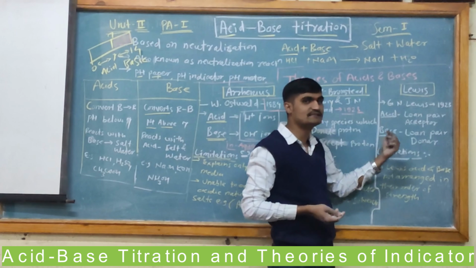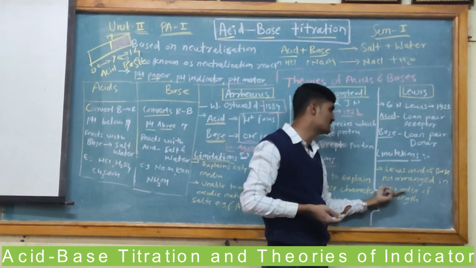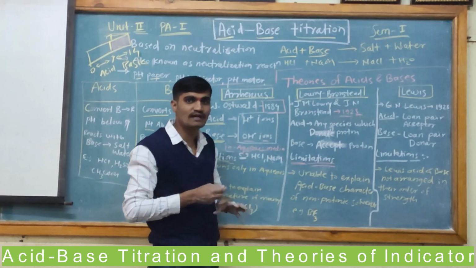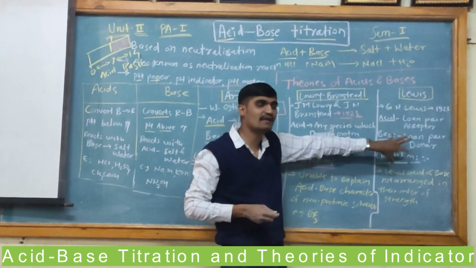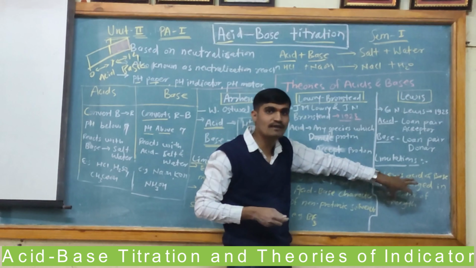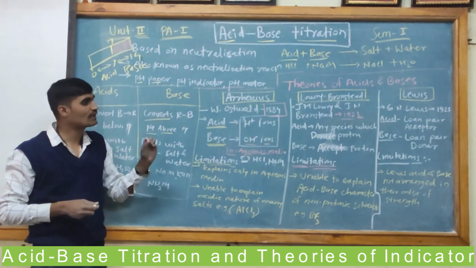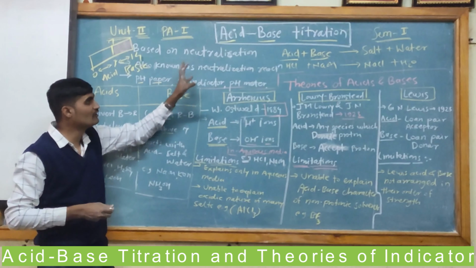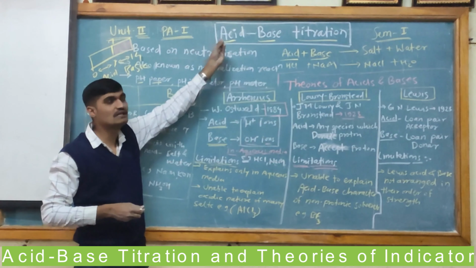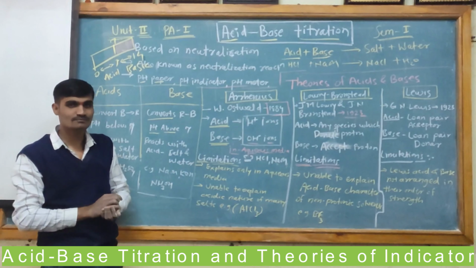So what are the limitations of Lewis theory? First, Lewis acids and bases are not arranged in their order of strength. In Arrhenius theory we can explain which is a strong acid and which is a strong base, but in Lewis theory we cannot explain which is the stronger acid and which is the weak acid. So this is about the general concepts of acid and base. In the next lecture we will start the titration and the definitions involved in it. Thank you.